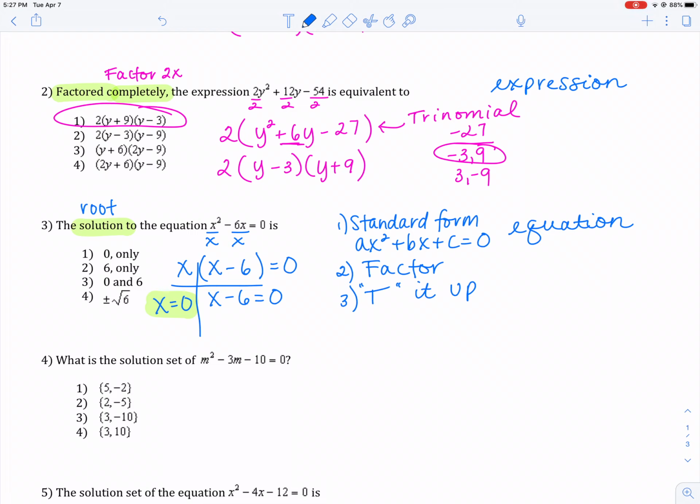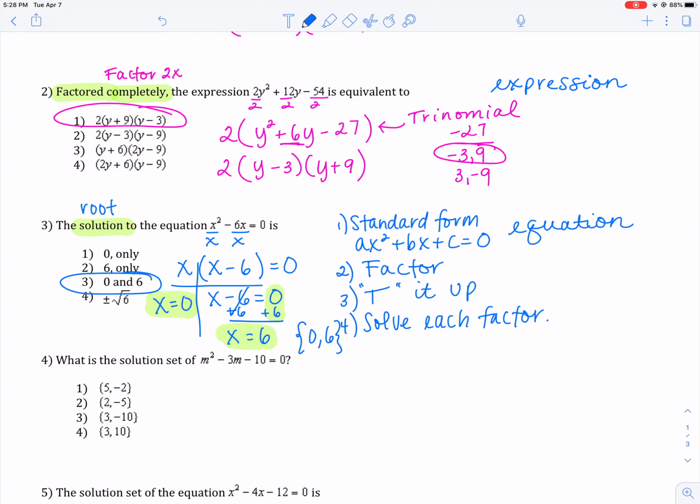If I want to get x by itself, all you need to do is take this 6, use the inverse, which is addition, and move it to the other side. What's 0 plus 6? 6. So you have two answers. Okay, after you then tee it up, you solve each factor. So your answers are 0 and 6. Choice 3.